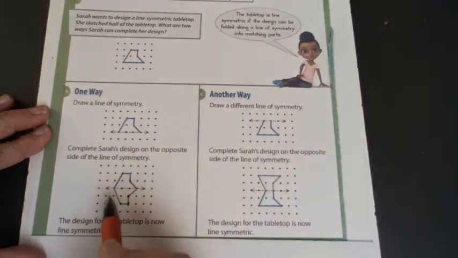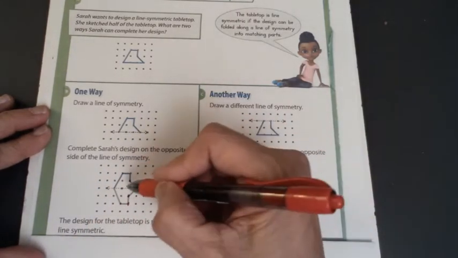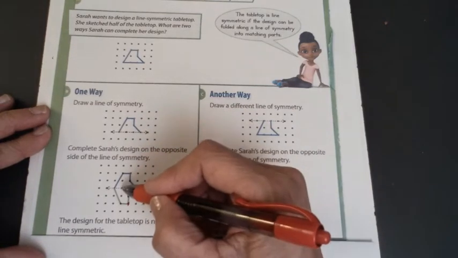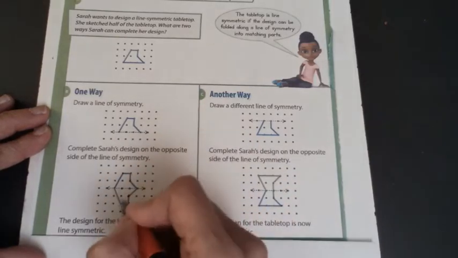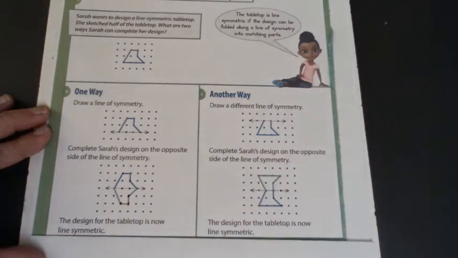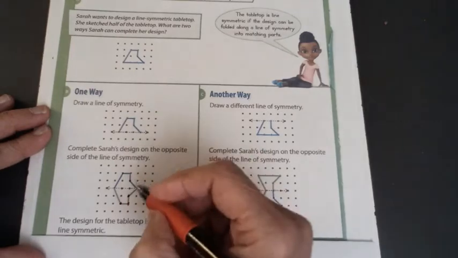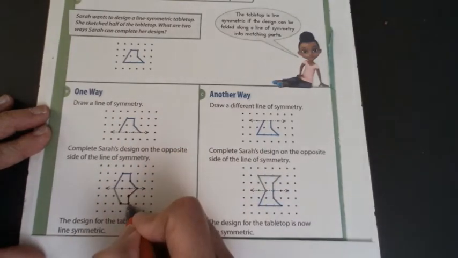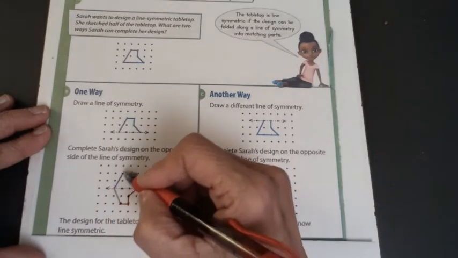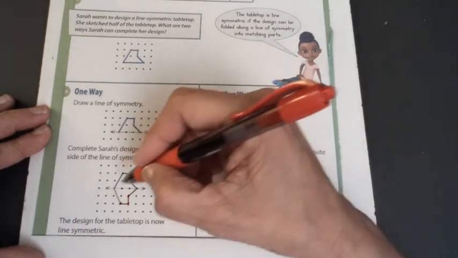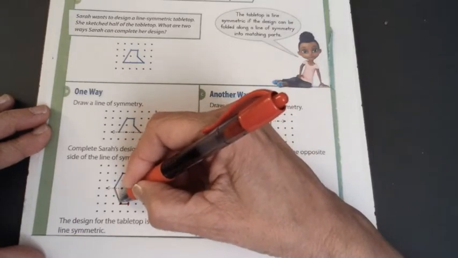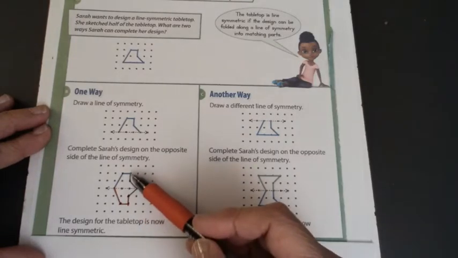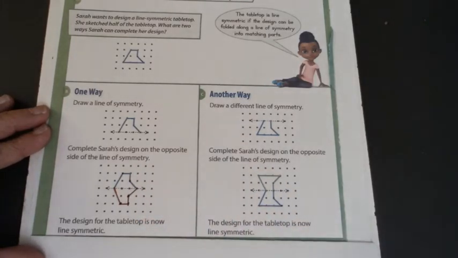Using this line of symmetry and counting the dots, I will start here and go 1, 2. Now I need the mirror image of it. 1, 2. And here is the other dot on the other side. And now I'm just going to connect the dots. If this is diagonal, I will also do this side diagonal. Now we have a mirror image of the other side, and this design is symmetrical.